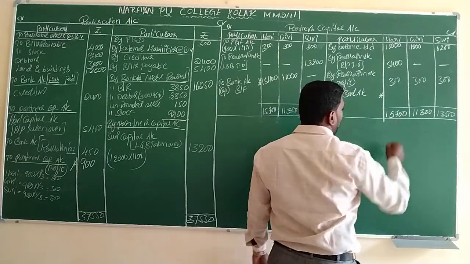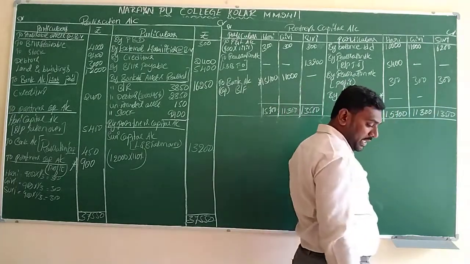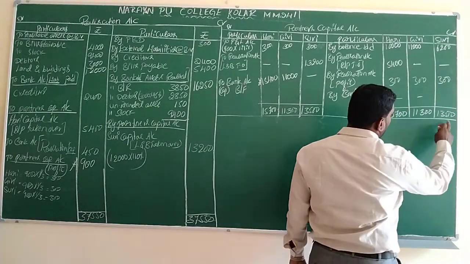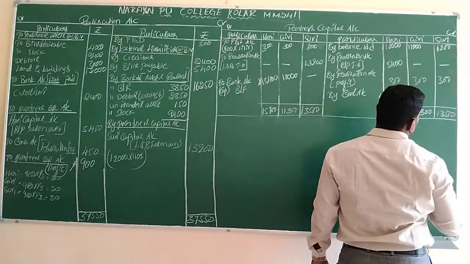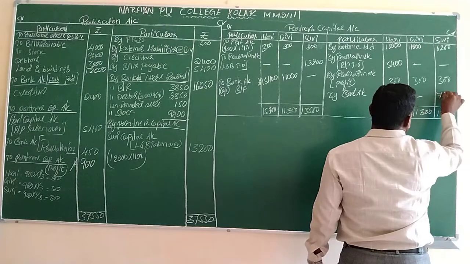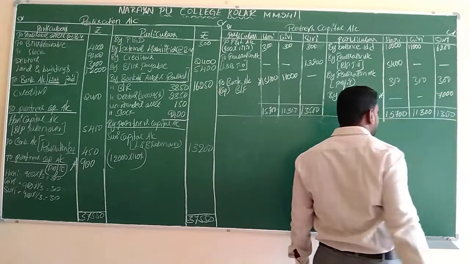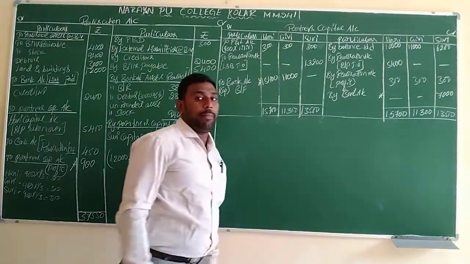So therefore, for the first two partners we won't get any difference. Out of this we should get 13,500 minus 6,500. We will get the difference of 7,000. For this we will give the name bank account.